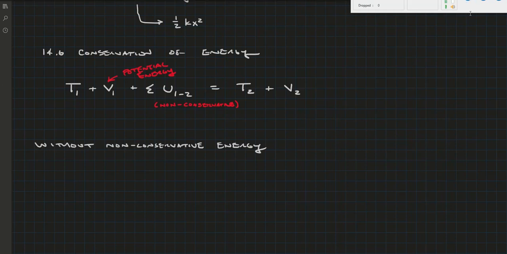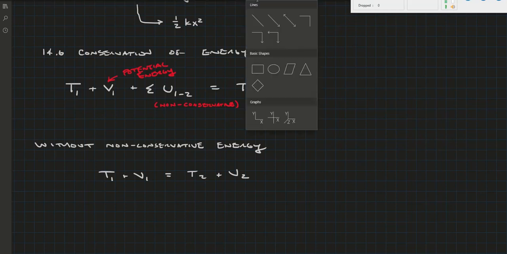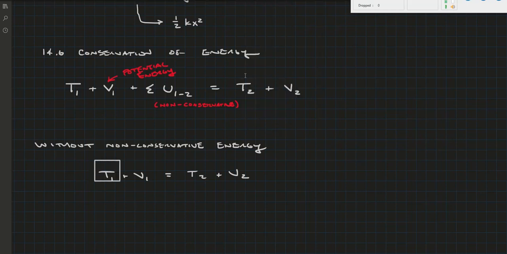So now if we have systems that don't have any non-conservative energy in them, then this relationship reduces down to T1 plus V1 equals T2 plus V2. This is our relationship for the conservation of energy.